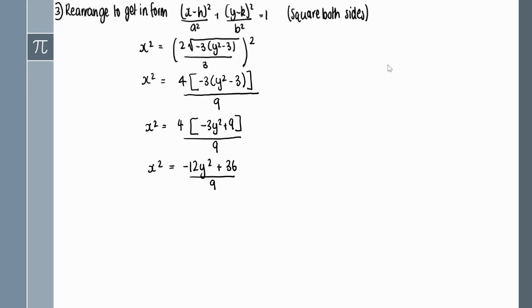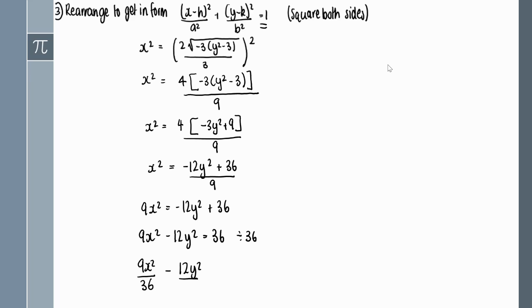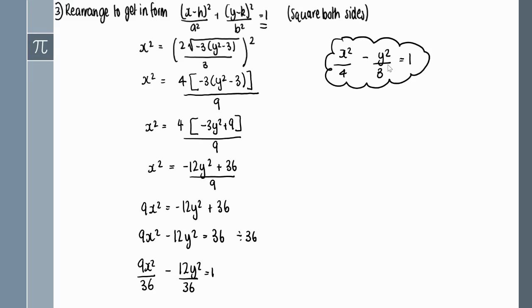Now what I want to do is get the x squared and the y squared to a side by itself. So I'm going to multiply the x squared by 9. Then I'm going to move the minus 12y squared to the same side as my x squared. Lastly, remember I want a 1 on the side by itself. So I'm going to divide both sides by 36 because 36 divided by 36 is 1. I end up with 9x squared over 36 minus 12y squared over 36 equals 1. This looks pretty good. All I have to do is simplify. And there's our solution. With the help of the calculator, a lot easier. X squared over 4 minus y squared over 3 equals 1.